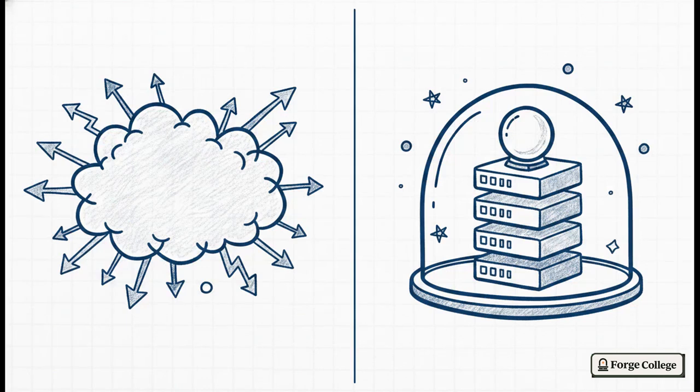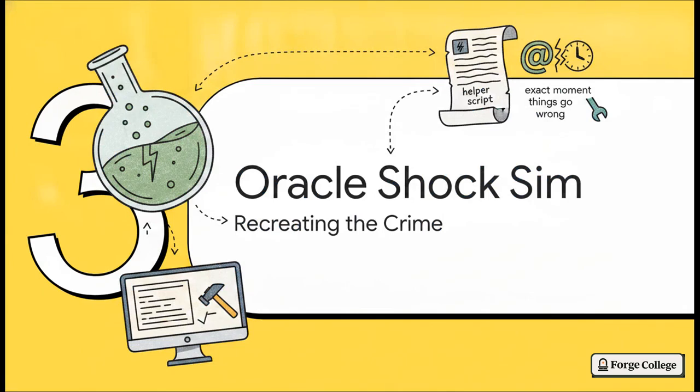Now, what's really interesting here is the contrast. You might be wondering, why use a local validator instead of just testing on DevNet? Well, DevNet has network latency, and honestly, it's non-deterministic. It changes between runs. A local validator, on the other hand, gives us absolute deterministic control over our accounts and our mock oracles. It guarantees we can reproduce the crime consistently, every single time, without any random network noise messing up our investigation.